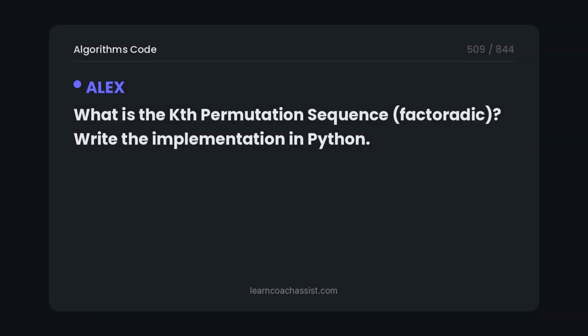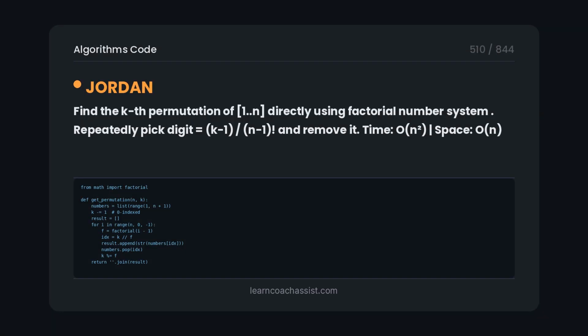What is the kth permutation sequence, factorial? Write the implementation in Python. Find the kth permutation of 1 to n directly using factorial number system. Repeatedly pick digit equals k divided by (n-1)! and remove it. Time O(n^2), space O(n).